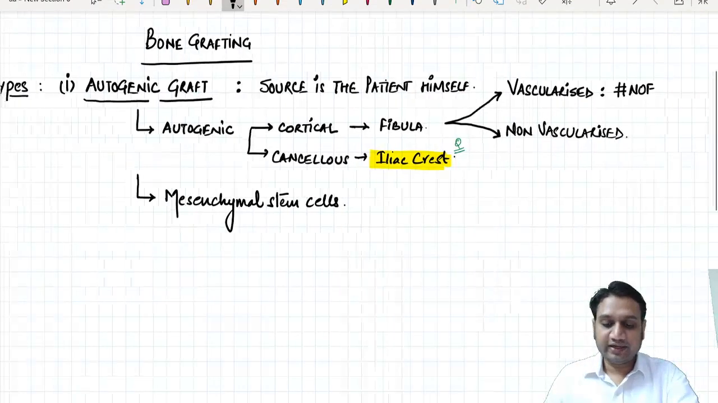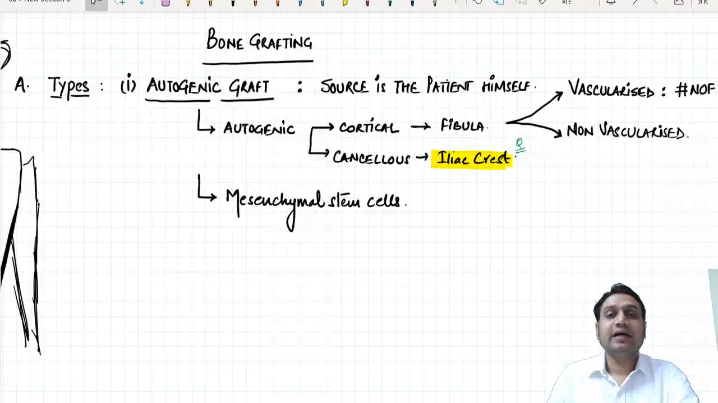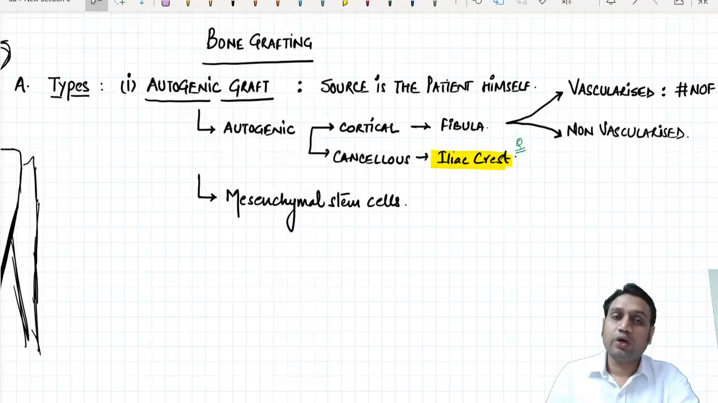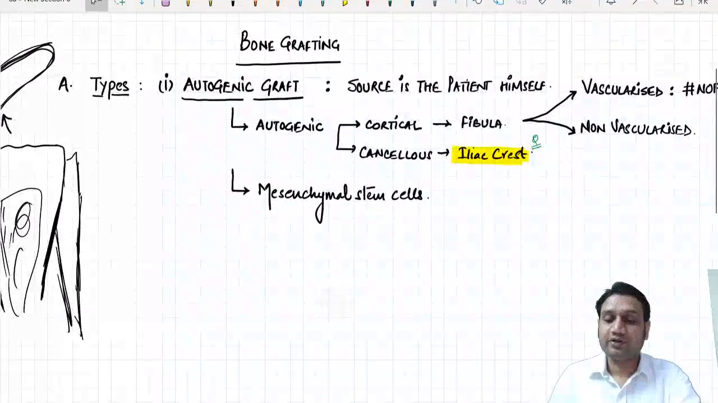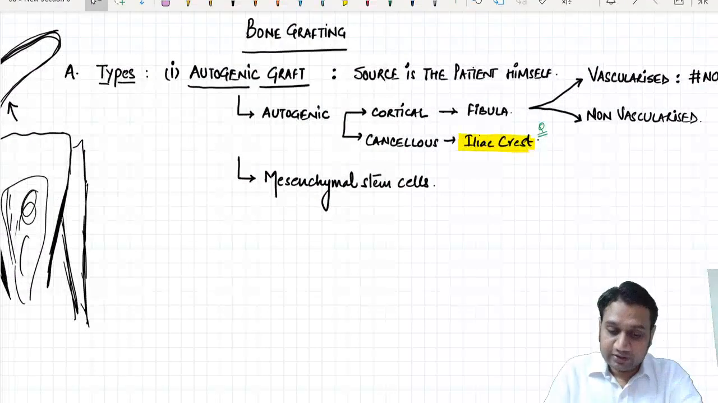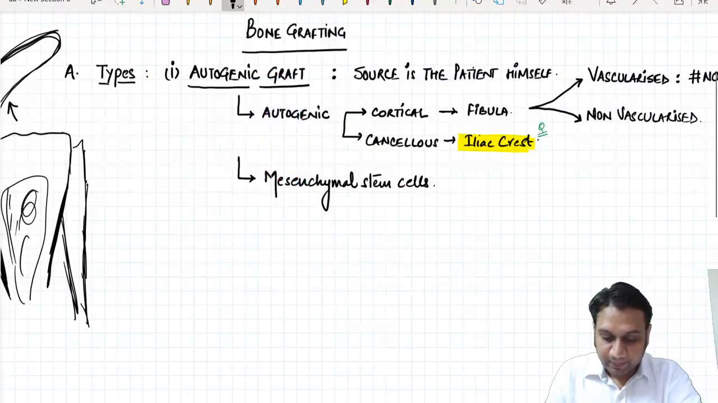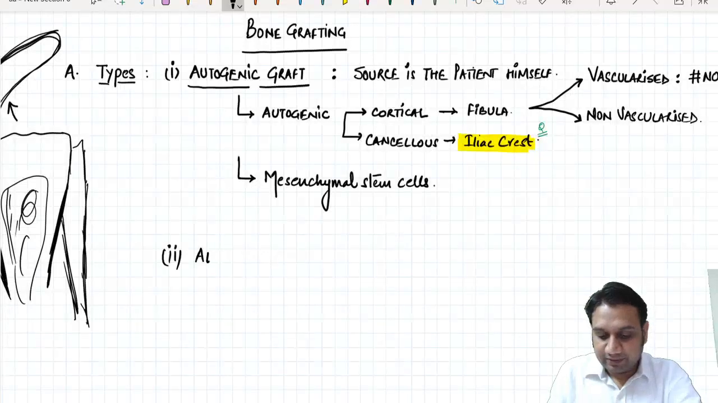So autogenic graft can be cortical, can be cancellous, and it can be mesenchymal stem cells. Cortical again can be vascularized or non-vascularized, and for cancellous, the ideal source is the iliac crest. Okay, that is number one. That is what you call an autogenic graft, where the source is the patient himself. Second one is what you call the allogenic graft. What is that allogenic graft?